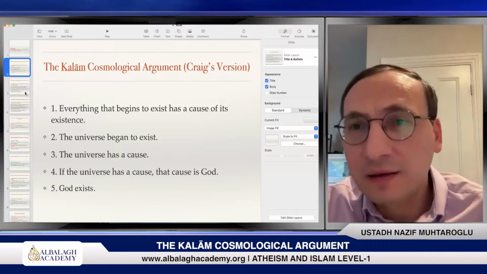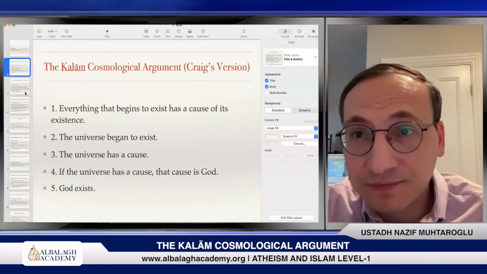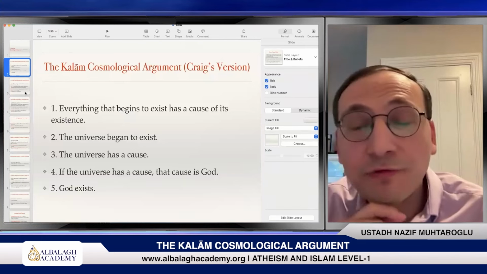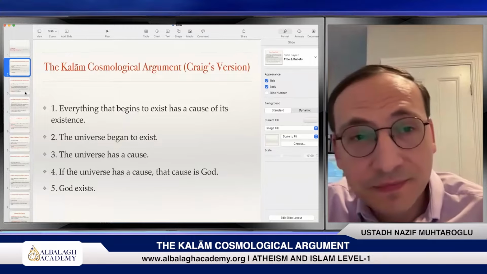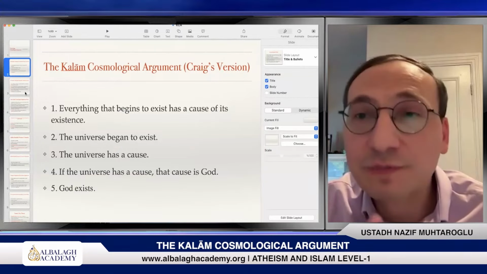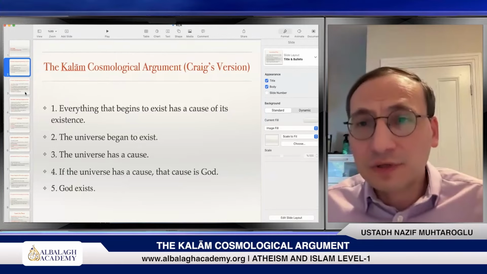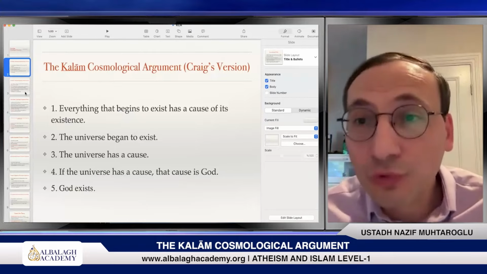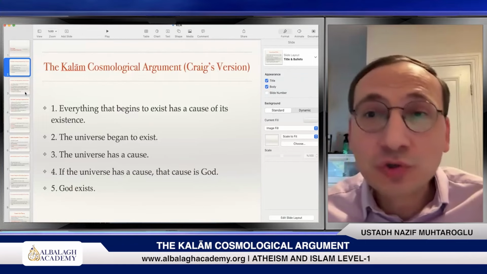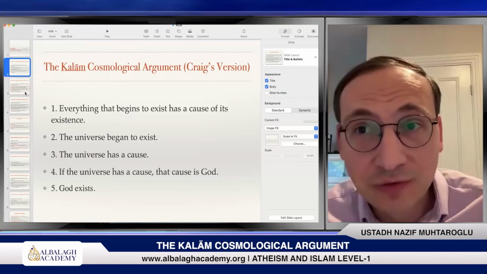Because when we look at the Kalam texts, certainly we can find something like that in those texts. But especially the first 3 sentences, everything that begins to exist has a cause of its existence. The universe began to exist, therefore the universe has a cause. But this argument is known as Dalīl al-Ḥudūth. And the conclusion of this argument is not that God exists, as you can notice.